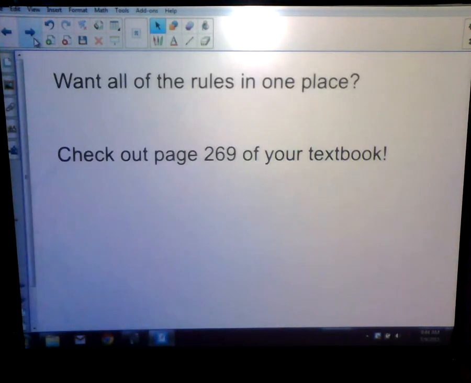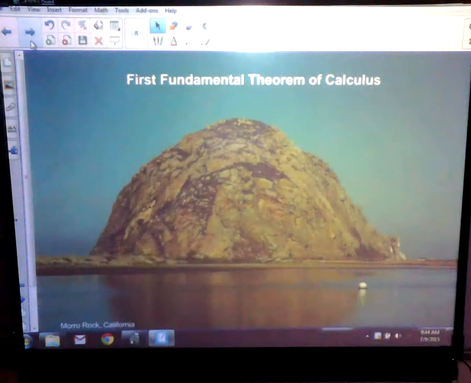There's a lot of little rules like this. If you want to see them, they're on page 269 of your textbook. Okay? If you want all the rules together. I'm not going to spend much more time on them because they're common sense. We're going to get into the first fundamental theorem of calculus. There's two applications of this. One of them is with algebra, and one of them is with graphs.